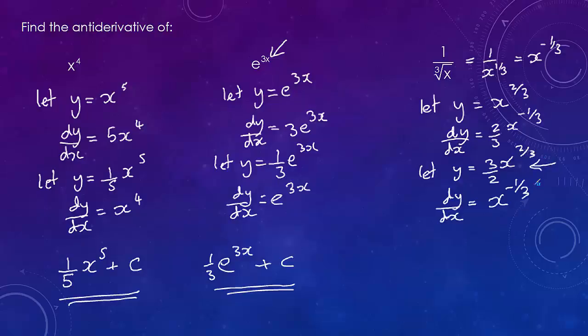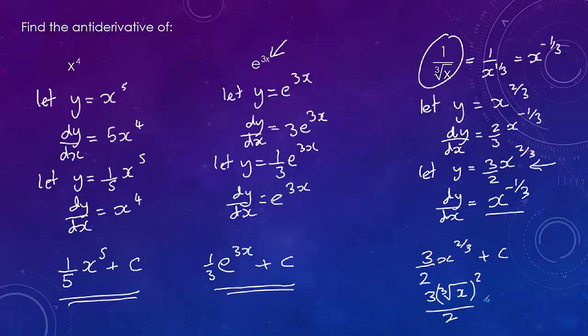So this looks like the antiderivative of this. So we're going to say 3 over 2 x to the 2/3 plus a constant. And perhaps since it was given in radical form, we need to give it back that way. So I'm going to say it's 3 times the cube root of x squared divided by 2 plus a constant.